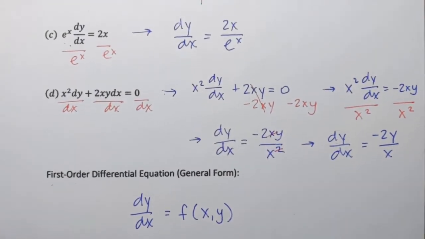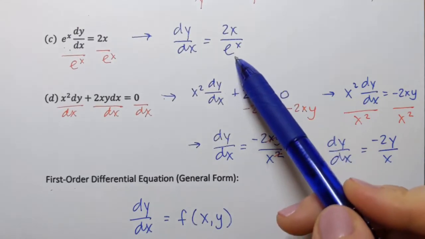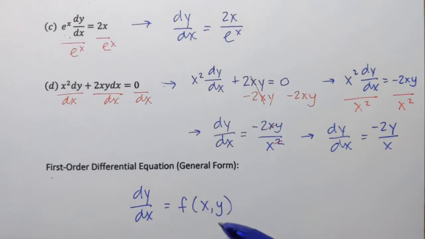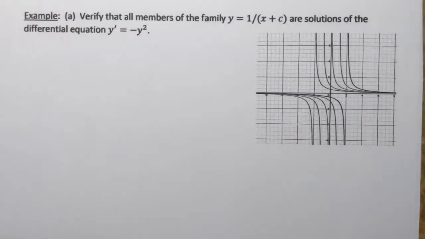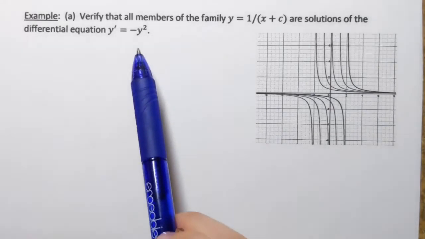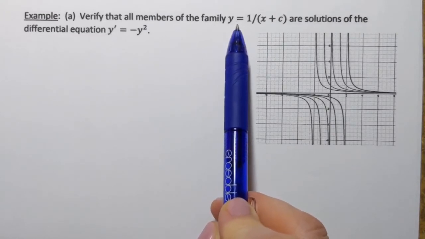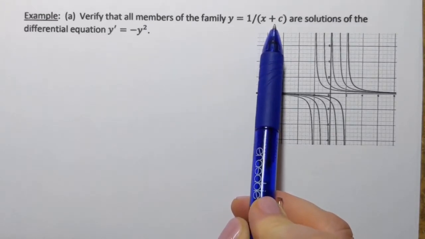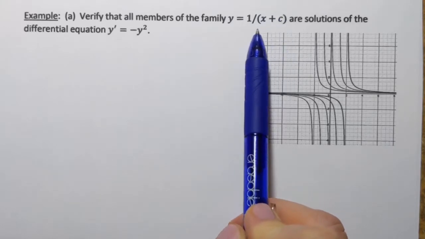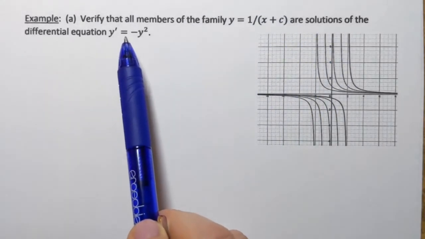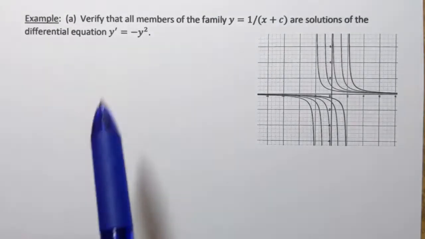In the differential equation where the right hand side was only in terms of x, we can just simply call a special case of this general form. To connect us with the next portion of this video, let's do the following example. Here we need to verify that all members of the family of y equals 1 over x plus c, remember it's the family of functions, are solutions of the differential equation y prime equals negative y squared.